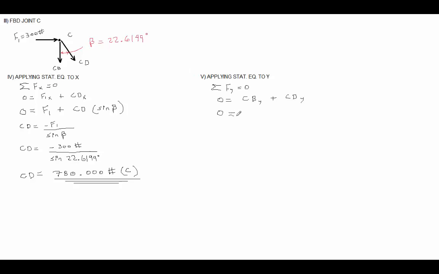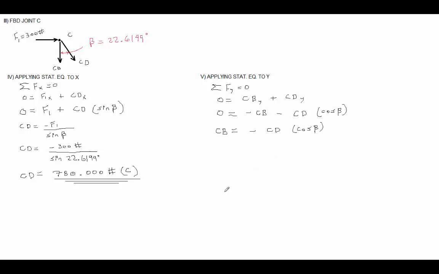When we plug the values in, CBY is a negative CB, CDY is a negative CD times cosine beta, because CD is drawn going down. So CB is going to equal negative CD times cosine beta.